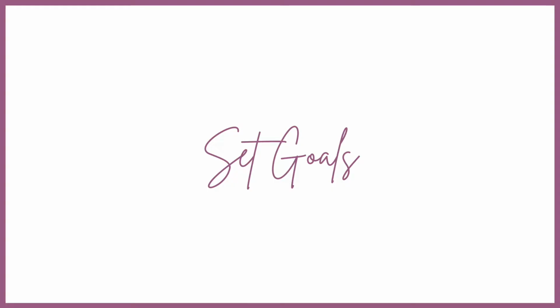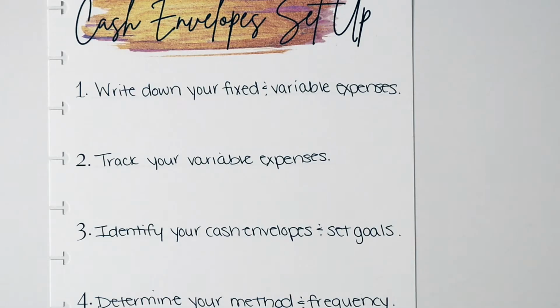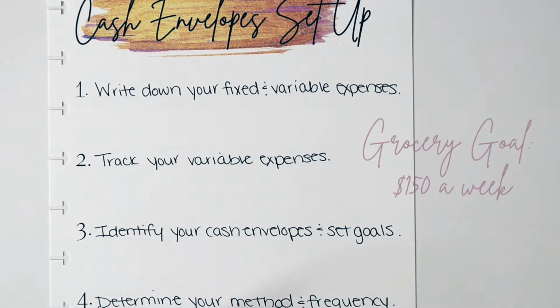And then the important thing is to set goals, and those goals that you set want to be aligned with your budget. Setting a budget is important to meet your financial goals, but if you're going to overspend in the areas that will make you go over your budget, it's not helpful at all. So to give you some examples of our goals that we have set for some of our cash envelopes, let's say, groceries. For groceries, we want to spend around $150 a week.